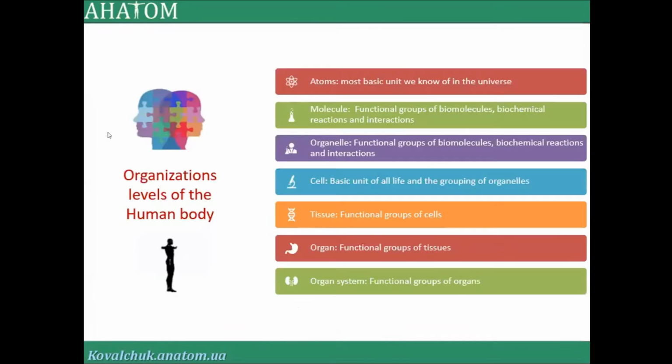Studying human organization, the levels of the human body. First it's atoms. Next it's molecules, organelles, cells, tissues, organs, and organ systems. Organ systems together make an apparatus.